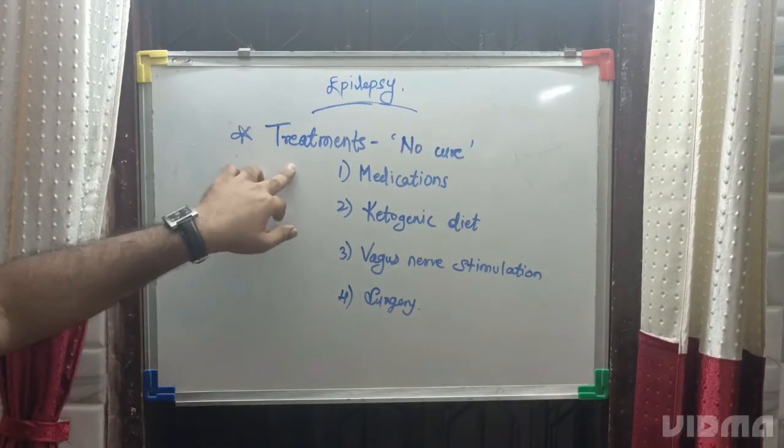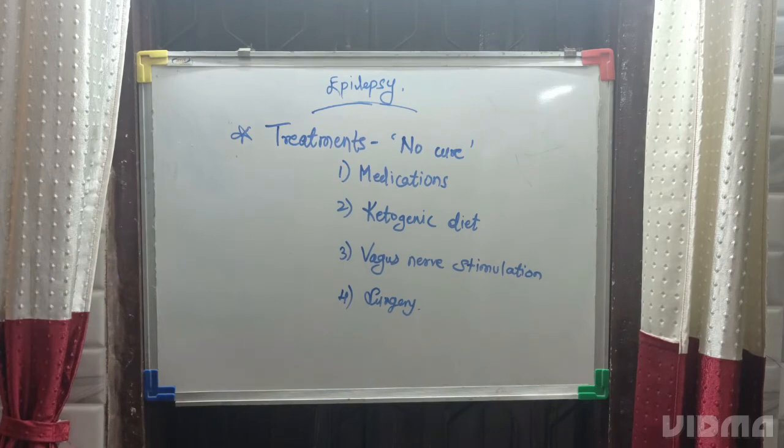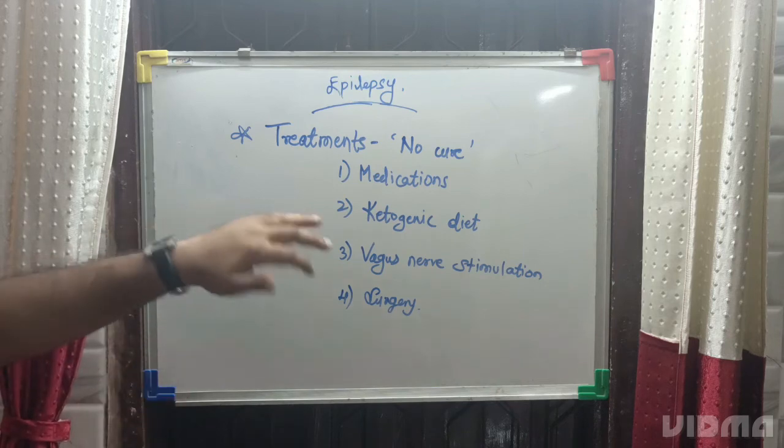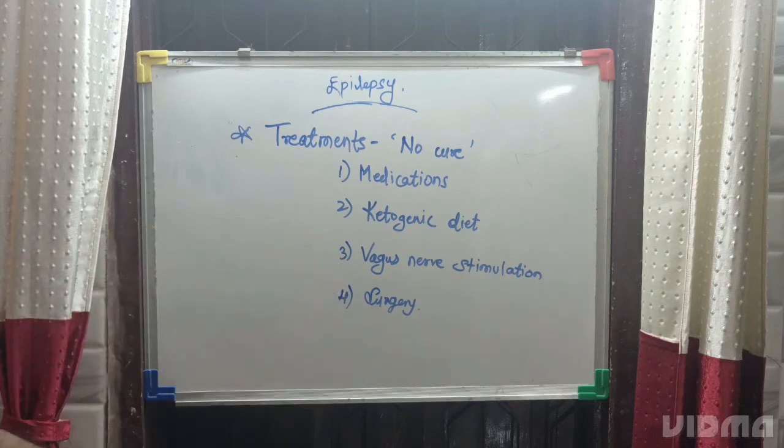Now we will focus on the treatments of epilepsy. At present there is no cure for epilepsy, but medications are taken to decrease the amount or the intensity of the epilepsy. Certain medications such as anticonvulsants are prescribed by the physician according to the age, lifestyle, and all the other important things.